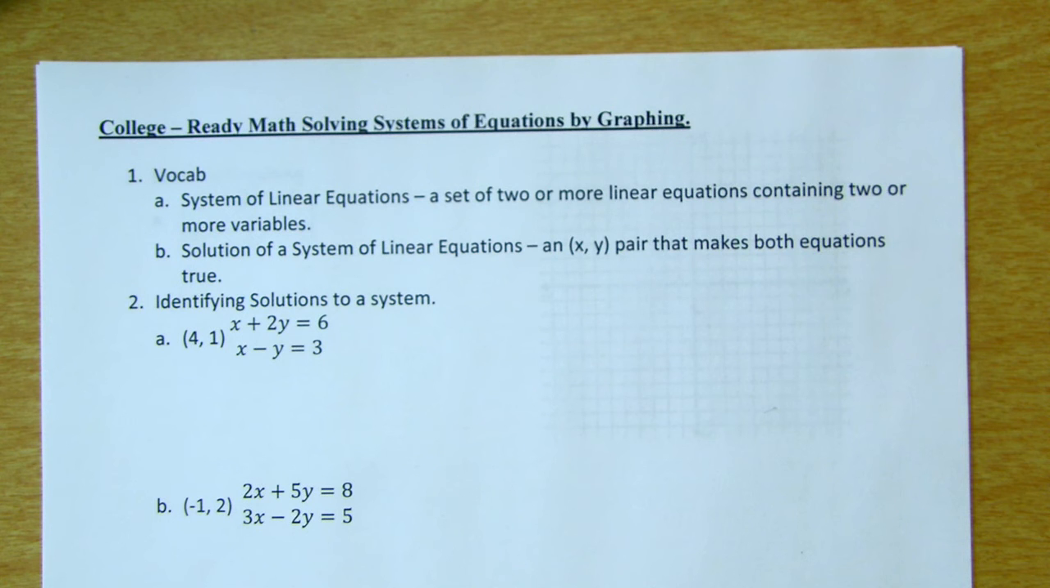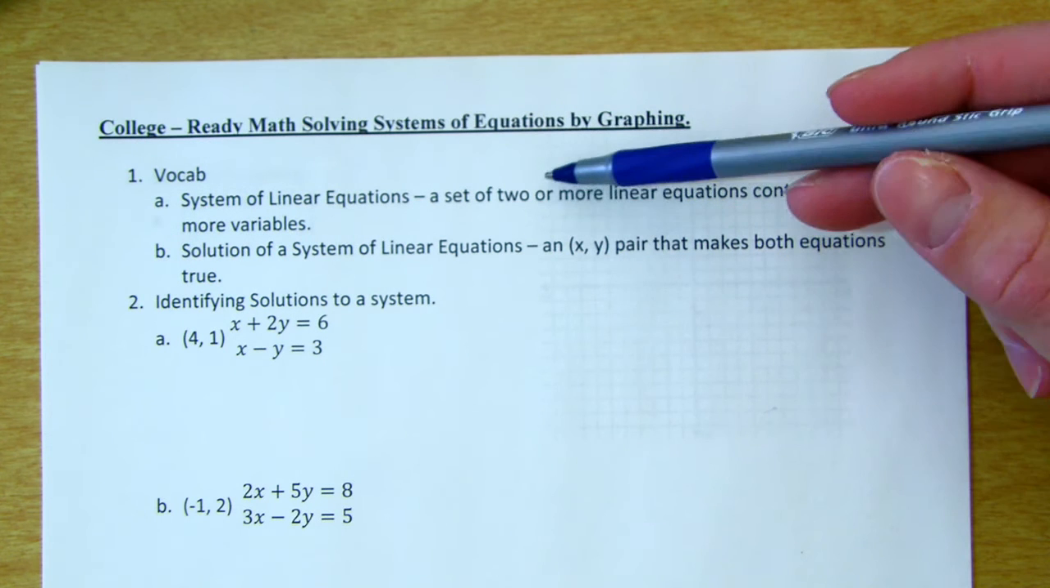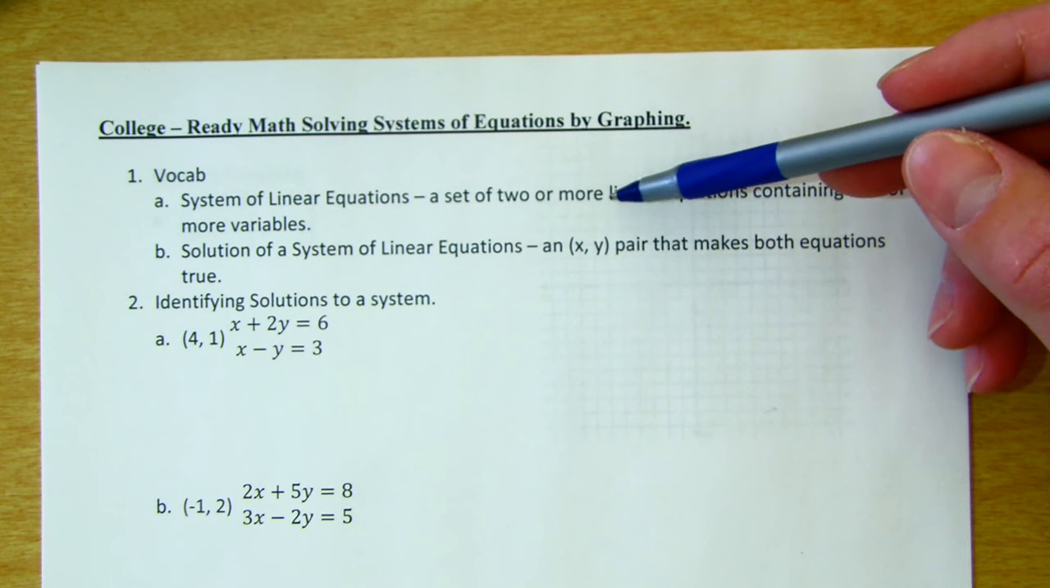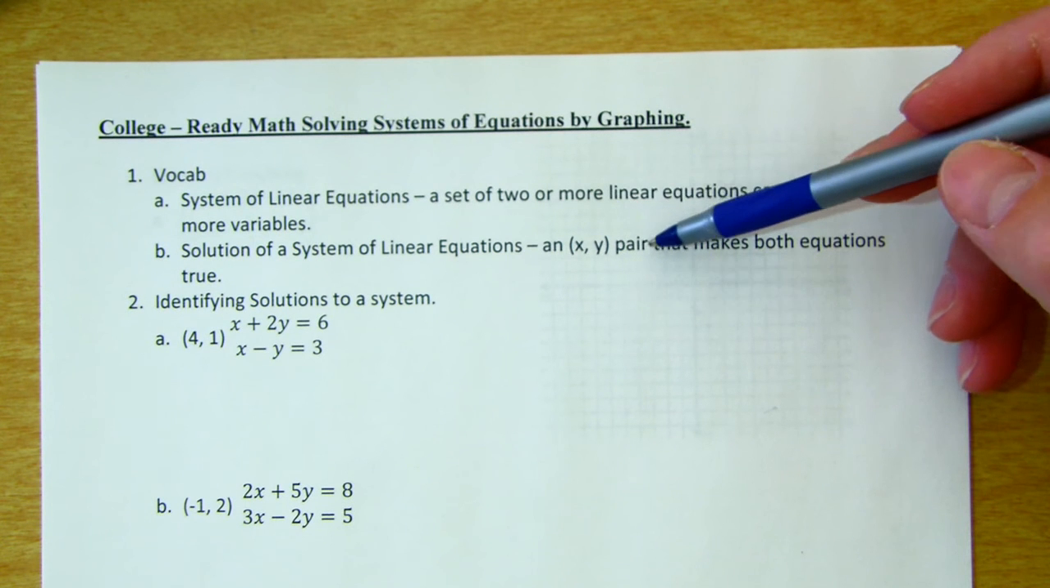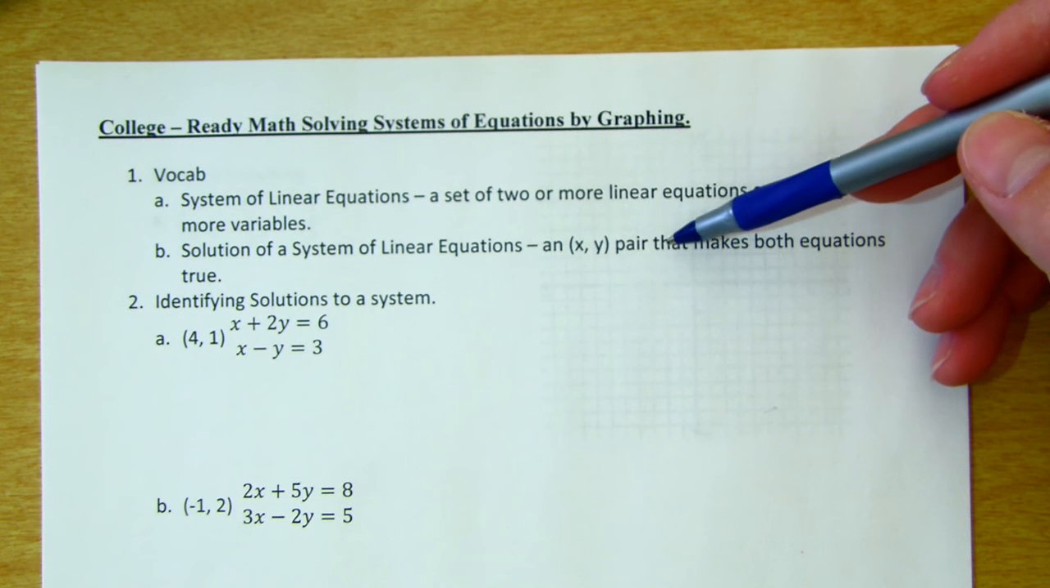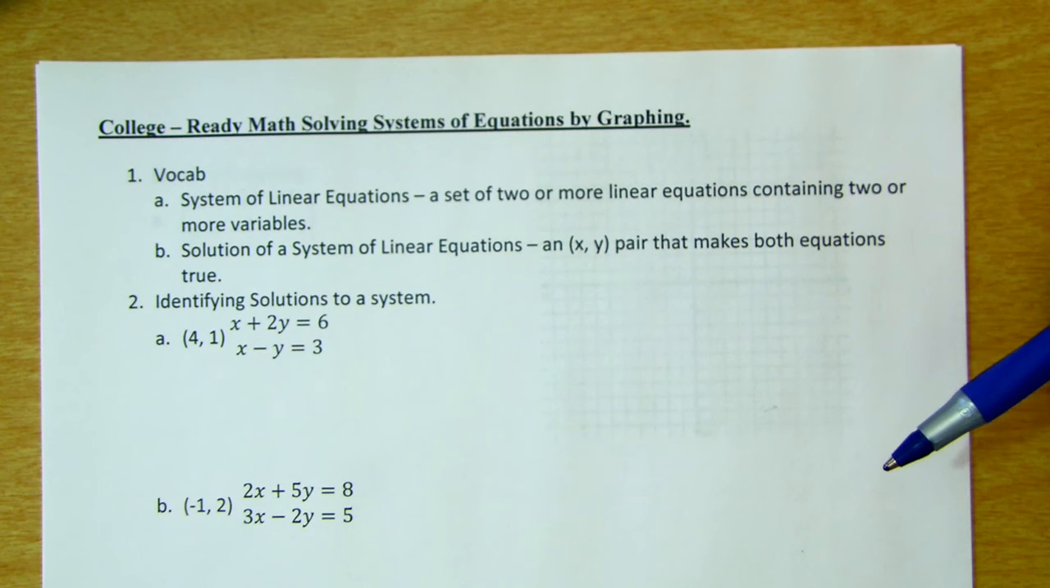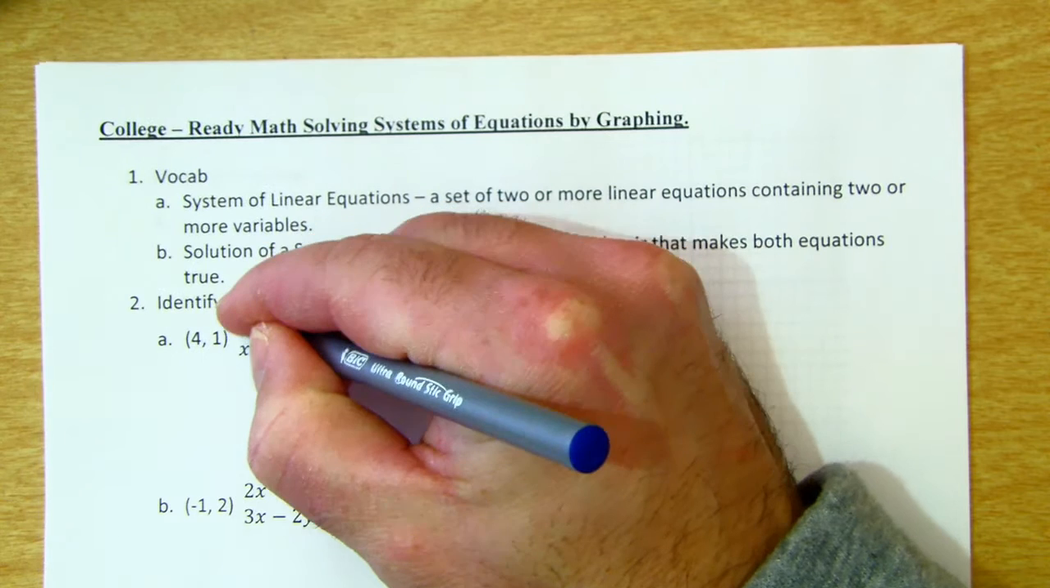But our main idea here: a system of equations is a set of two or more linear equations containing two or more variables, and has solutions in any xy pair that makes both equations true. So you can either have one solution, no solutions, or infinitely many solutions. But for the most part, we're going to have one solution. Two lines can only intersect in one place.